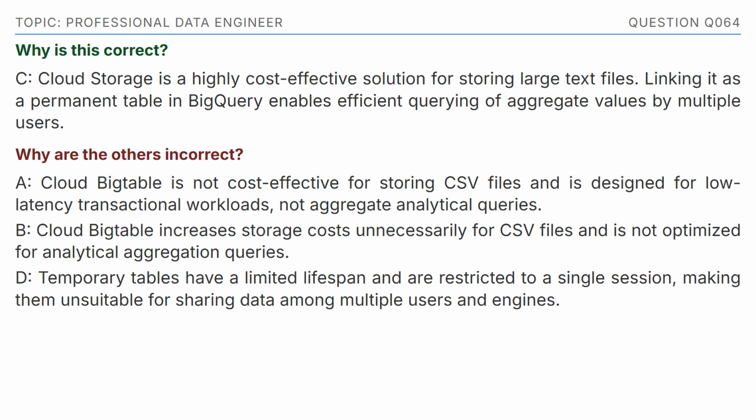Why are the others incorrect? A. Cloud Bigtable is not cost-effective for storing CSV files and is designed for low-latency transactional workloads, not aggregate analytical queries. B. Cloud Bigtable increases storage costs unnecessarily for CSV files and is not optimized for analytical aggregation queries. D. Temporary tables have a limited lifespan and are restricted to a single session, making them unsuitable for sharing data among multiple users and engines.